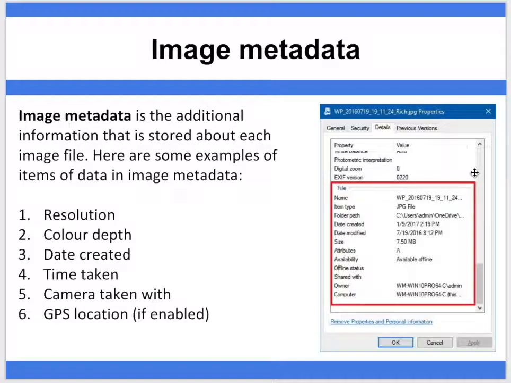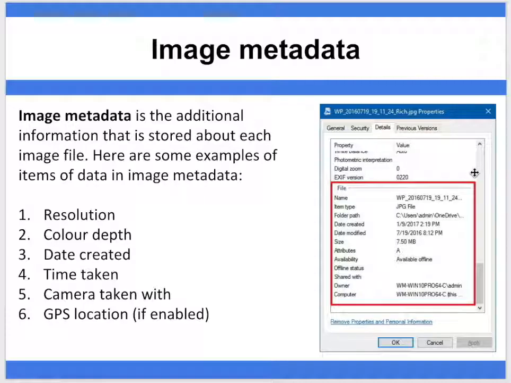Other information is useful. Things like GPS location is great for tagging photos to locations around the world, and is being used by lots of companies to establish where photos have been taken, and then is being used for marketing purposes and for social media.